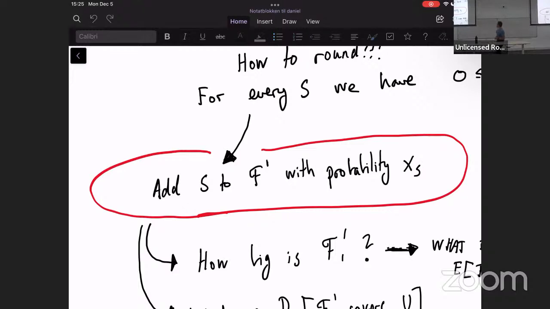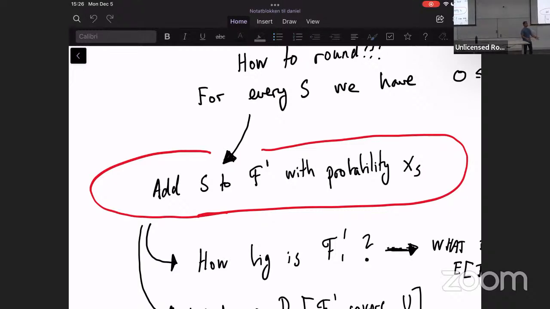Since we want to do something randomized, here is a funny thing. We have some numbers between 0 and 1, right? Every number between 0 and 1, I can treat as a probability of something. If XS was 1, that would be a pretty good indicator that I should include S in my solution, and if it's 0, then I shouldn't include it. So it's a reasonable interpretation that if XS is 0.1, this set is 10% in my solution, so let me include it with probability 10%.